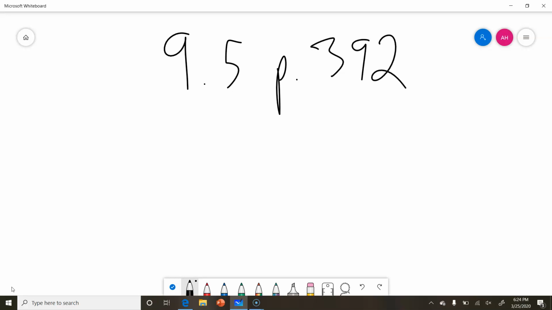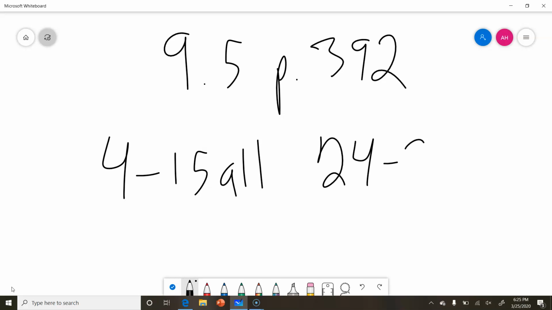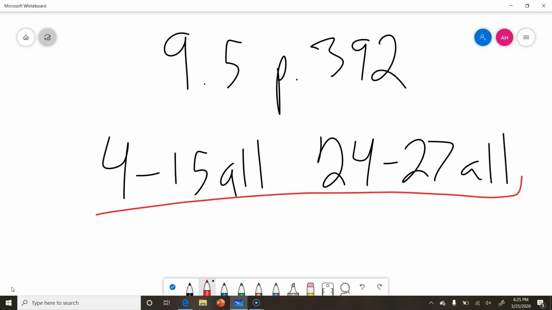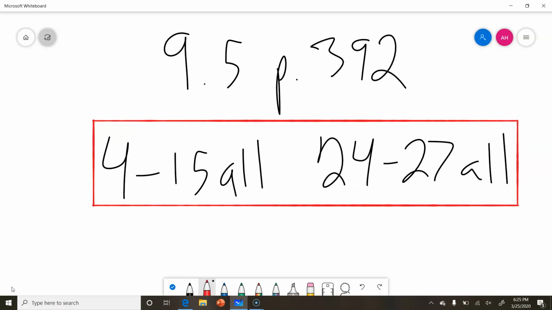So the homework for this is coming from section 9.5, from page 392. Page 392. The homework is 4 through 15 all, and then it is 24 through 27 all. Okay? So if you have questions, please reach out, email me, text me, something. Get in contact with me. But I hope that makes sense. The examples are right in the book. It'll be very easy for you to follow.